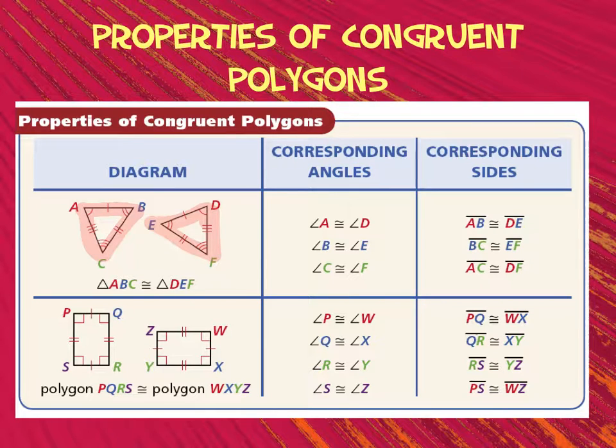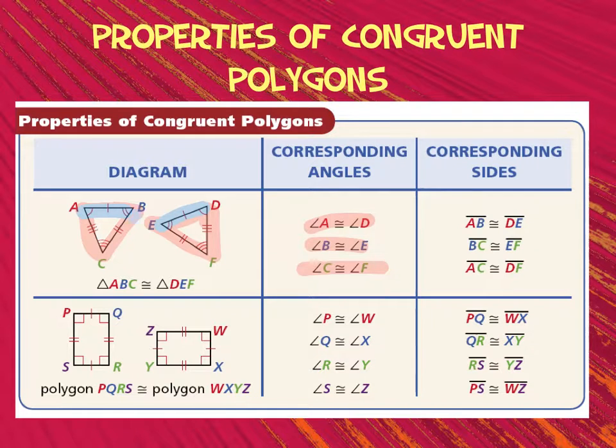But the angle with one arc matches the angle with one arc. So A matches D, 2 arcs matches 2 arcs, so angle B matches E, and 3 to 3, C matches F. So these would be my corresponding angles. A is congruent to D, B is congruent to E, and C is congruent to F. And then my sides, again, I identify the same way. One has 1 tick mark. So AB matches DE. The order of those individual letters doesn't matter, but the AB has to go with DE.